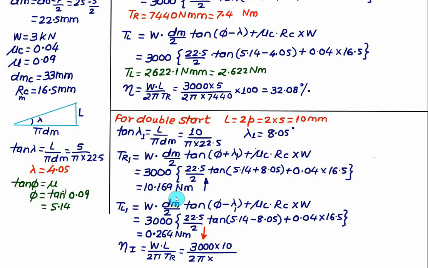You have to take it in Newton mm, which is 10169, and the efficiency is almost equal to 46.95. What you observed here is that the efficiency has increased in the double start. The only disadvantage in the double start is that the torque required to raise the load has increased. That is not desired. Actually, whenever we have to lift the load, we should require the lower torque. So single start is better in case of lifting the load, but as far as TL and the efficiency are considered, the double start is superior as compared to the single start.